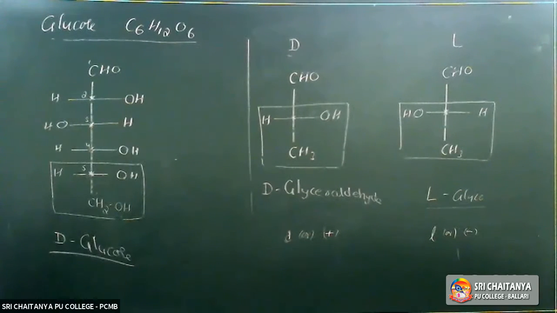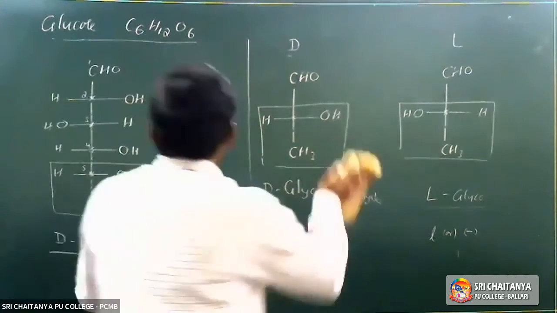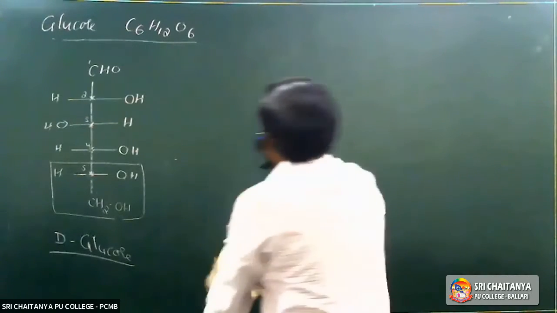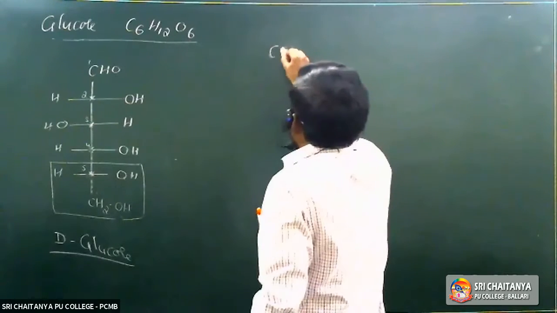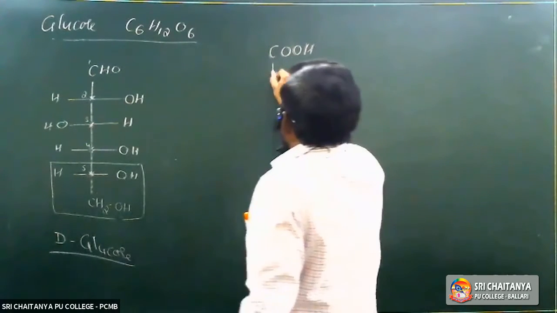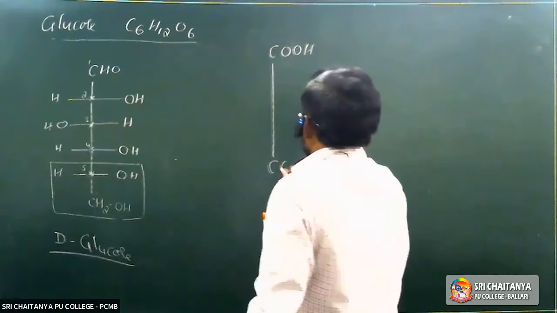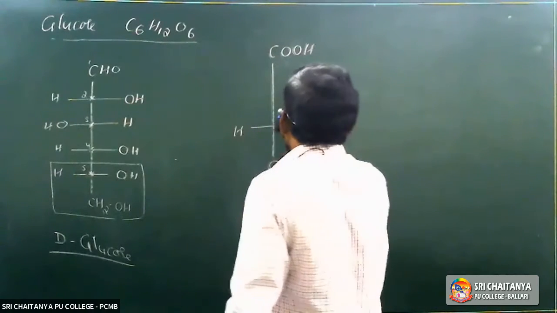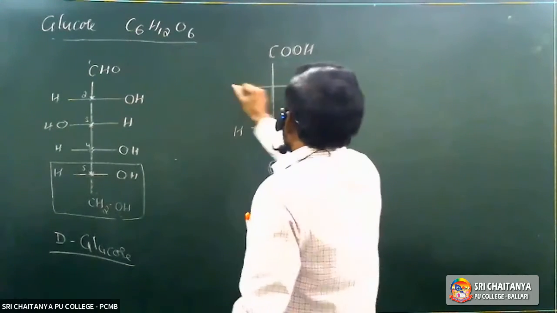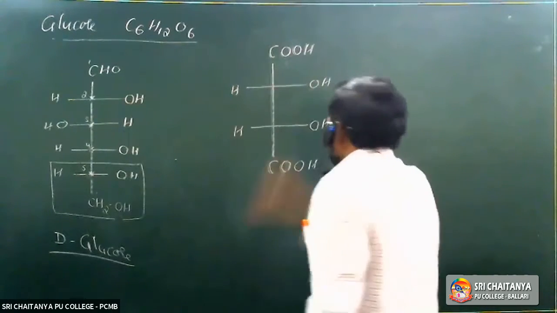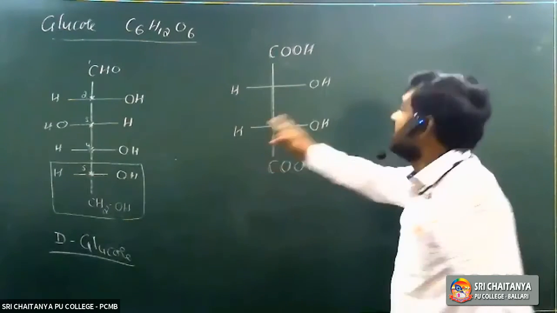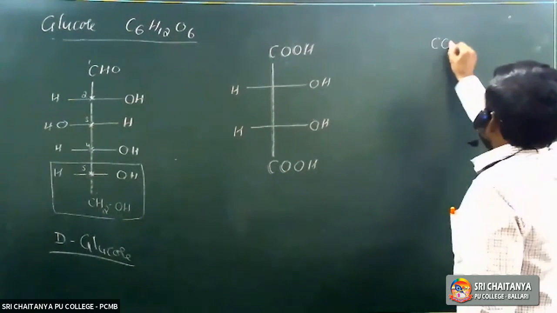The next concept: what is a threo compound and what is an erythro compound? Take tartaric acid, COOH at the top and COOH at the bottom. On the carbons between them there is H, OH on one, and OH, H on the other. Here both the hydrogen atoms are present on the same side.